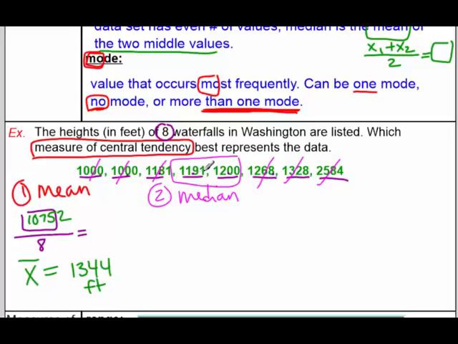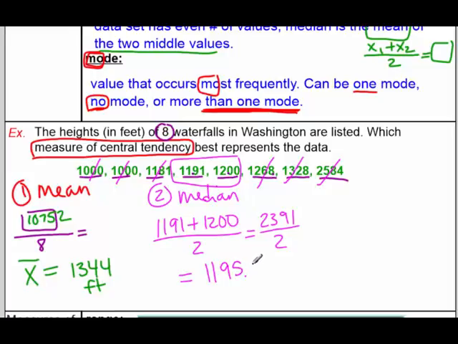So in other words, I have to find the middle of my 2 middle numbers. So I'm going to find the mean of the 2 middle numbers. So I'm going to add up 1191 plus 1200, and I'm going to divide it by 2. That ends up to be 2,391 divided by 2. That means my median in this case is 1,195.5 feet. So putting all the heights of the waterfalls in order, the middle height would be 1,195.5 feet.